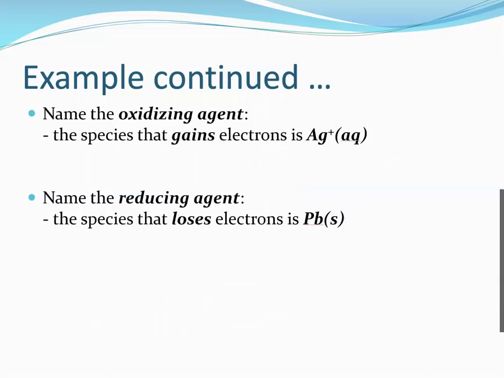In the example with lead and silver nitrate, we should be able to identify the oxidizing agent, silver, and the reducing agent, lead.